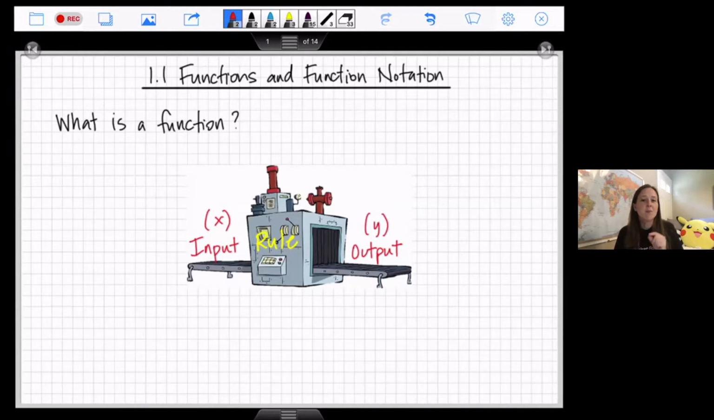But we are a little bit pickier about what we mean by a function other than just a rule that associates two variables together. So I'm going to give you a few examples of functions and then one that's not a function, and then we'll write down the definition of what a function is.